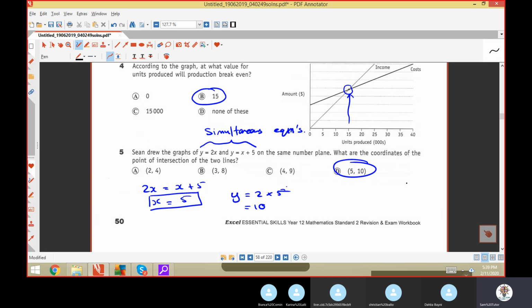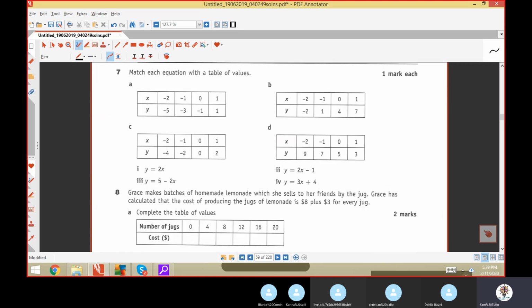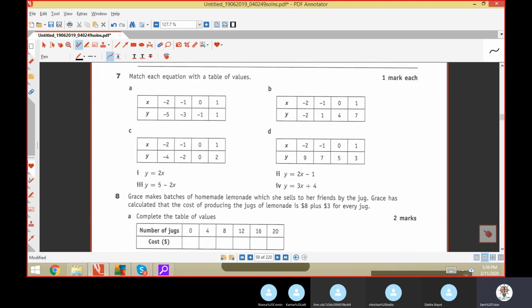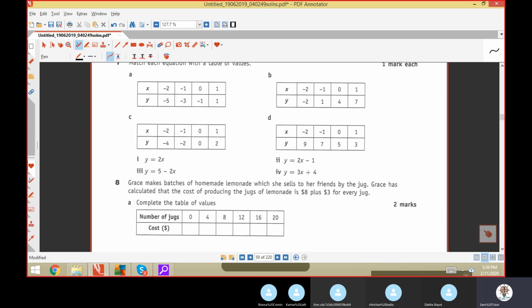Are there questions I need to go through before I continue with this printer? Yes? No? The questions I go up to, 7 and 8. Nothing to go through yet? You're okay with that? Match each equation with the table of values.